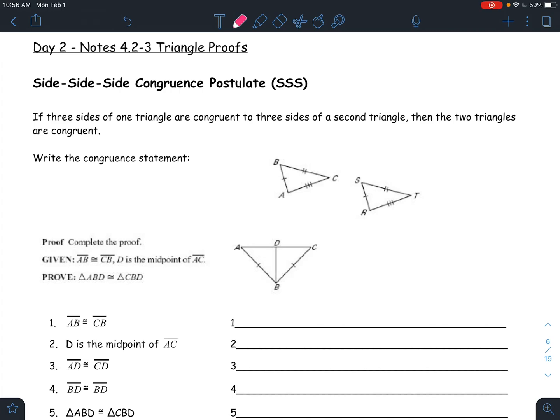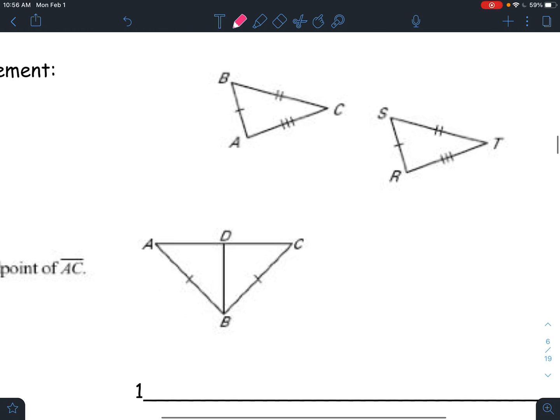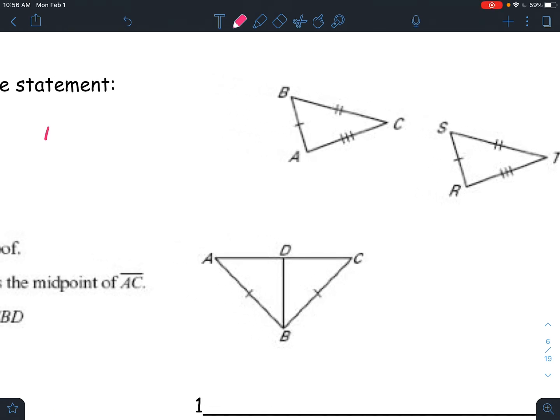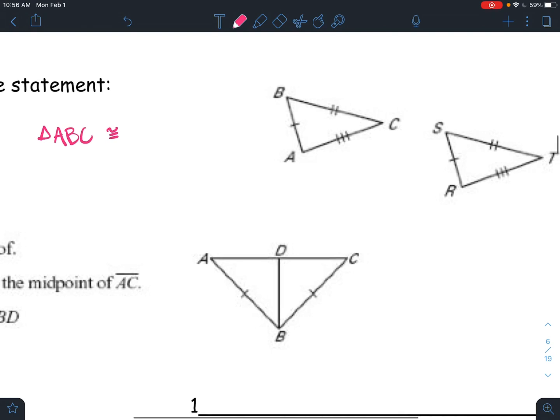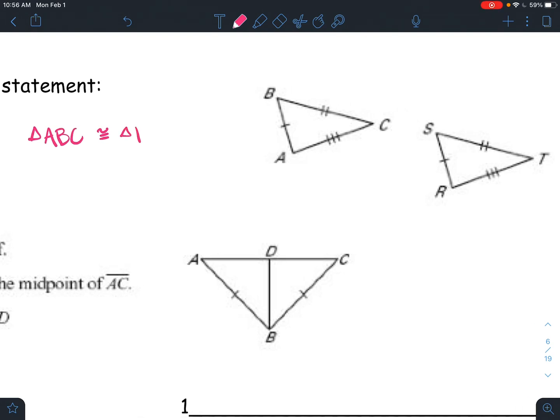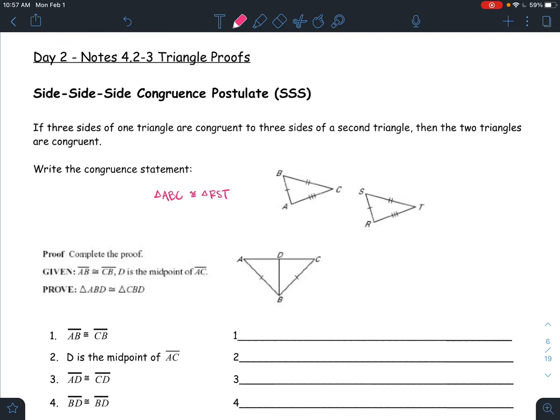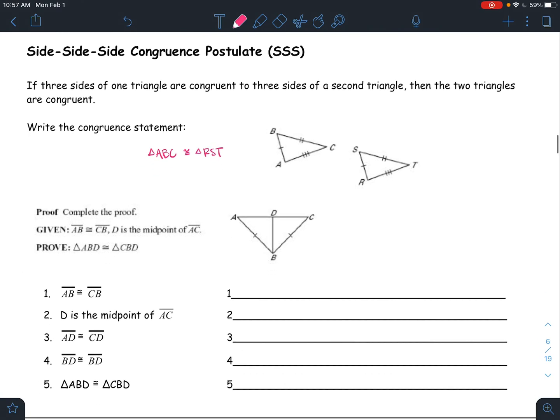So if we're going to write a congruency statement, remember those are our triangle ABC is congruent to, in this case, if I do ABC, I'm going to have to do triangle RST. Now remember that these do not necessarily have to be in alphabetical order, but you do have to make sure that you match up your corresponding pieces. So when we're proving our triangles to be congruent, this is where we're really going to start using our reflexive property in the way that's going to benefit us the most.